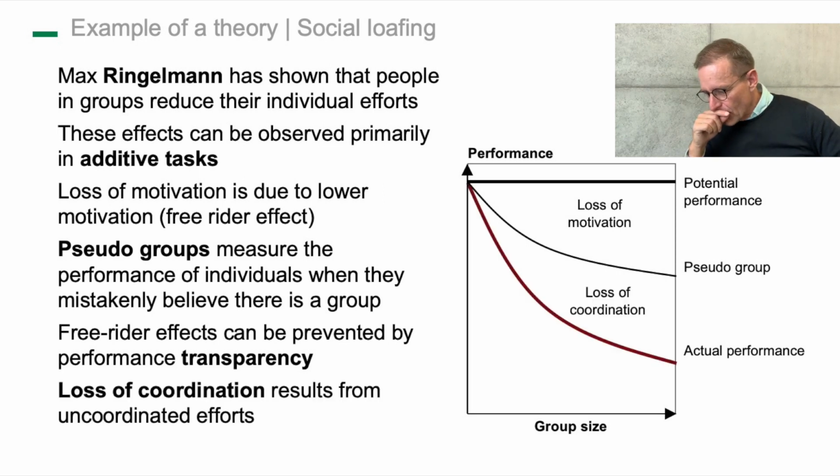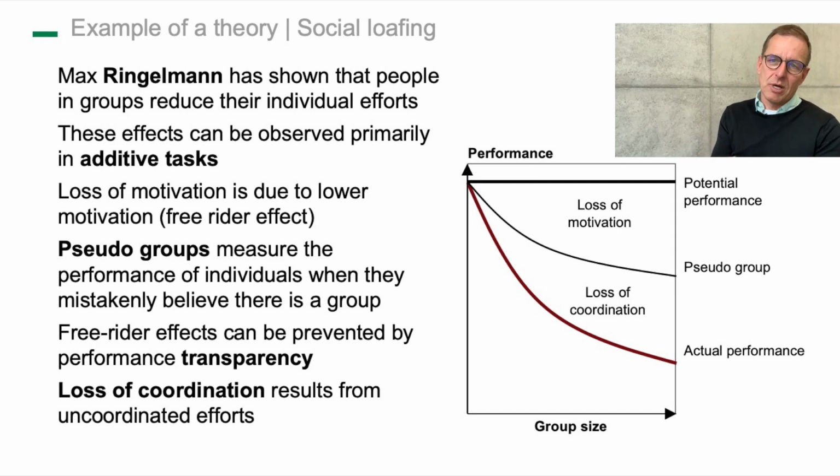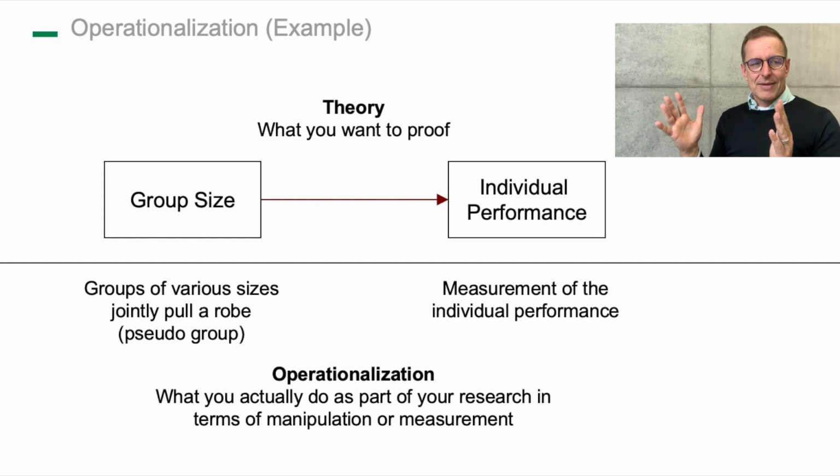Also, there is loss of coordination, or loss due to less coordination. When people do not always pull with the same forces or maybe in the same direction all the time, you have losses of coordination. So with the group size, we know the individual performance goes down. That's interesting. That's the theory.